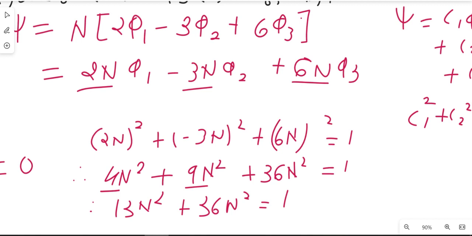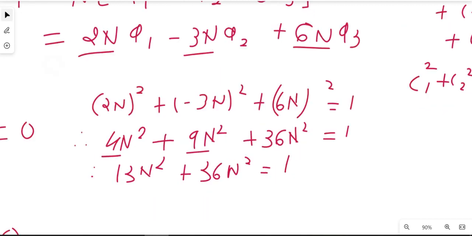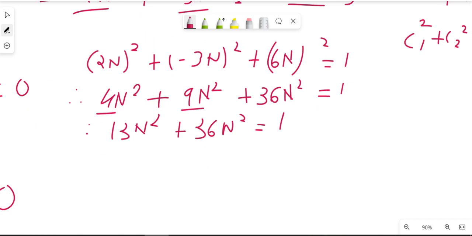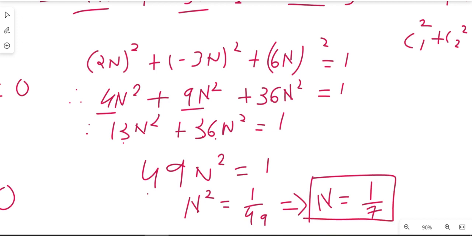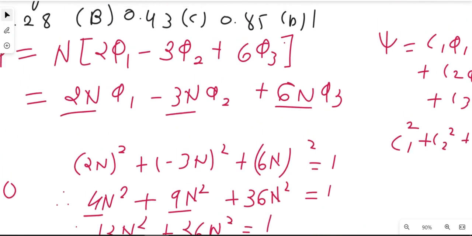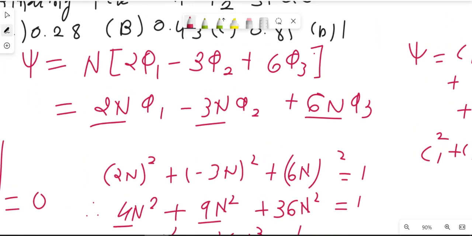Then it will be 36 plus 13, that is 49 N square is equal to 1. So N square will be 1 upon 49, and then N will be 1 divided by 7. Now substitute this N value in this wave function.